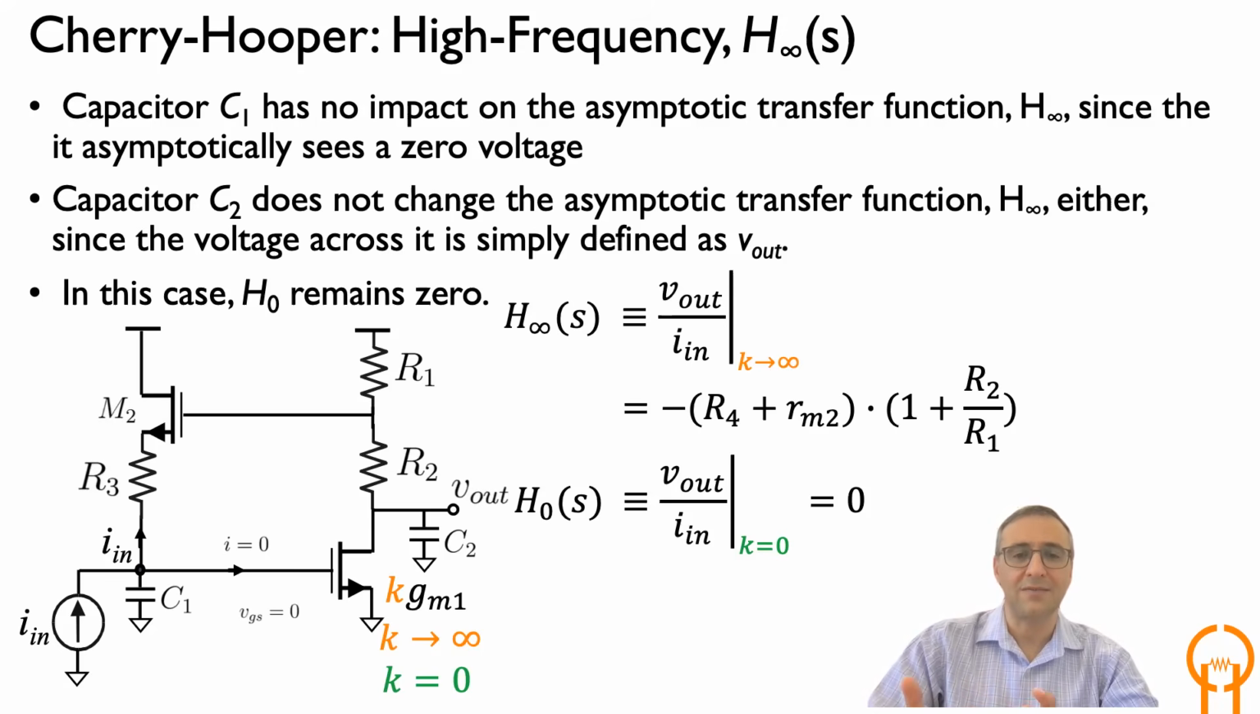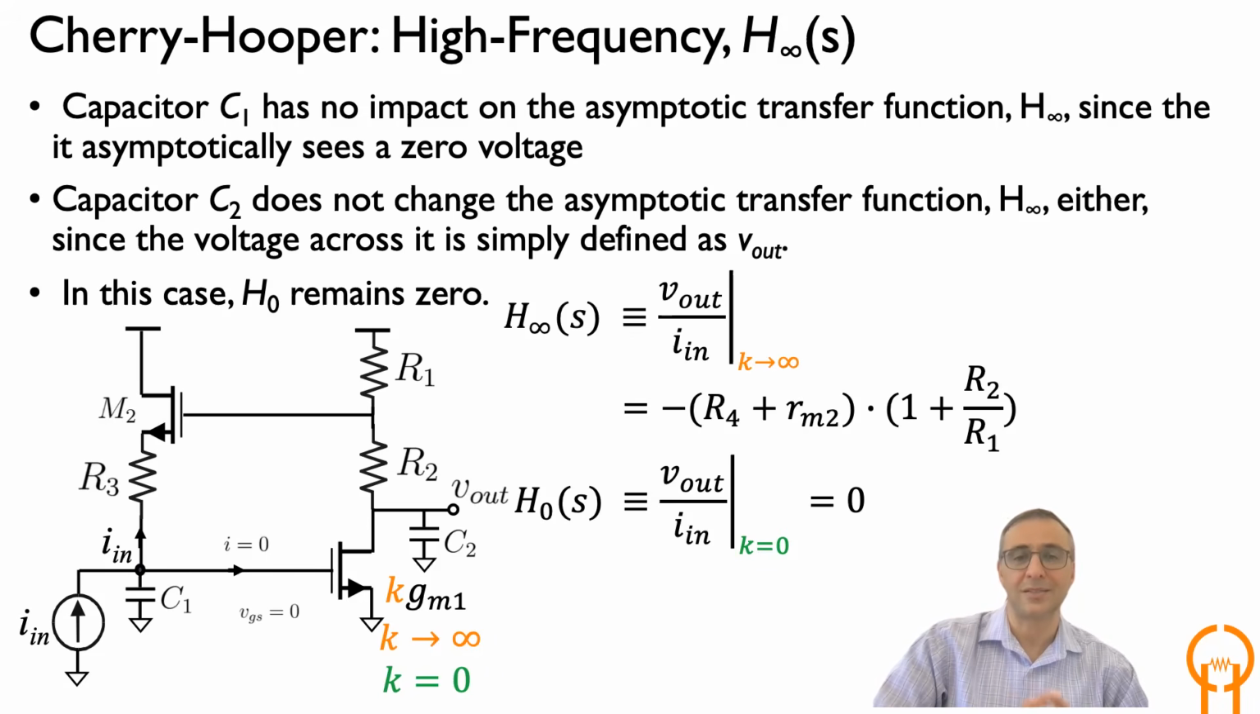So we've defined it as V out. And whatever the V out is going to determine V in, the relationship with V in. So H infinity is going to be the same expression again with R3, that R4 should say R3, negative R3 plus RM2 times 1 plus R2 over R1. And again, interestingly enough, if you set k to 0, there is no path for signal to get directly transferred from the input to the output.